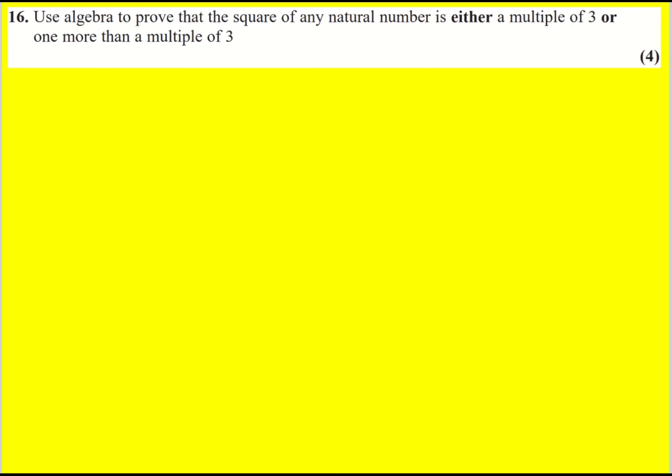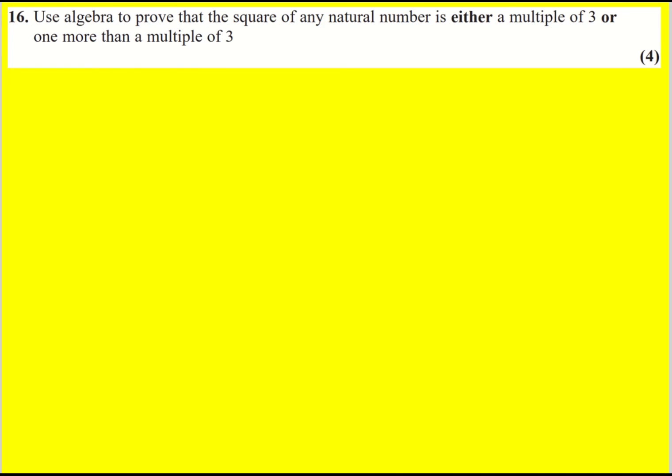Use algebra to prove that the square of any natural number is either a multiple of 3 or 1 more than a multiple of 3. So you could try some numbers out if you want, but it does say to prove it using algebra, because if you just try numbers out, yes, it gives some examples, but it doesn't show that it's true for all numbers. We actually have to show it for all numbers.